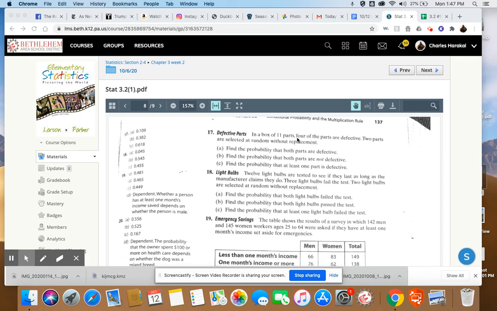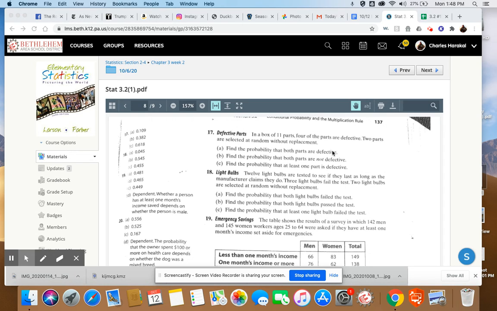In a box of 11 parts, car parts, stereo parts, whatever they are, 4 parts are defective. 2 parts will be selected at random without replacement. So that's very important. That means 2 events have to occur here. And any time you're going to have events occurring in sequence, one thing happens and then another thing happens, that's an indication that we're going to use the multiplication rule.